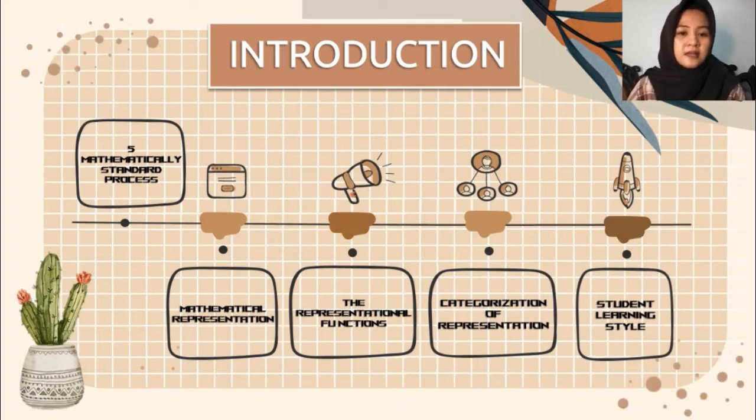Now let us examine the first, the 5 mathematical standard processes. There are 5 basic procedures in mathematics that explain the connection between mathematical comprehension and the mathematical skills that every learner must possess. The mathematical process standard refers to the method through which students learn and apply mathematical information. Problem resolution, reasoning and evidence, communication, connection, and representation are the 5 process standards.